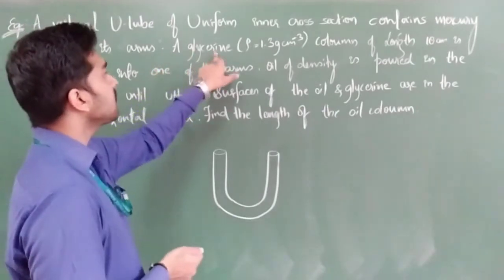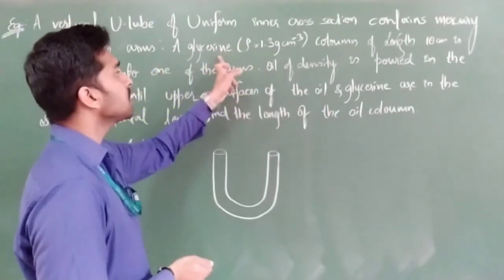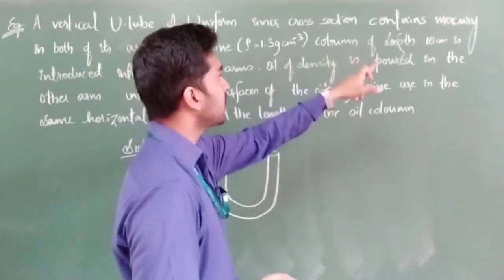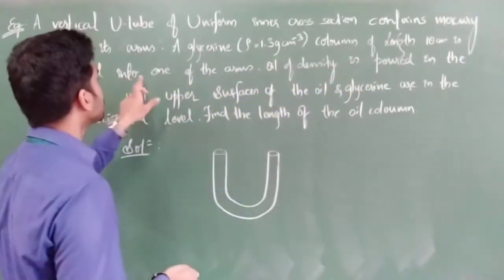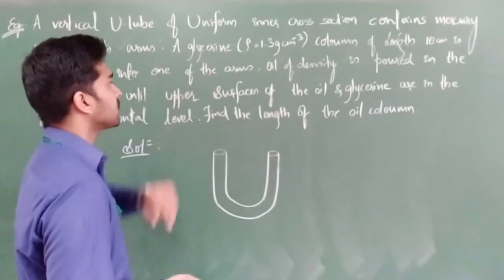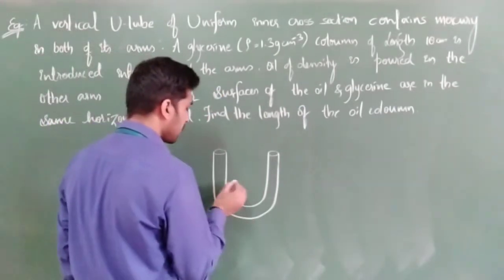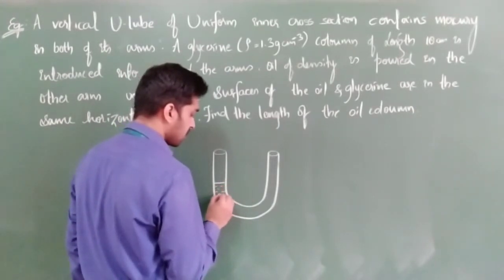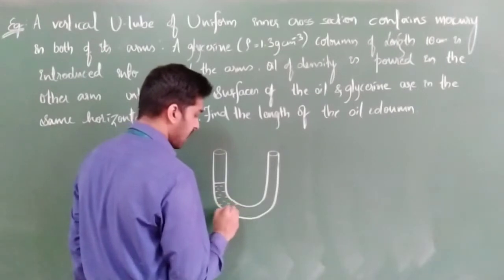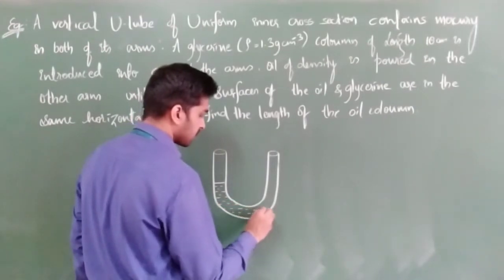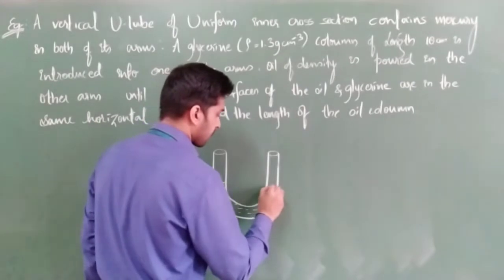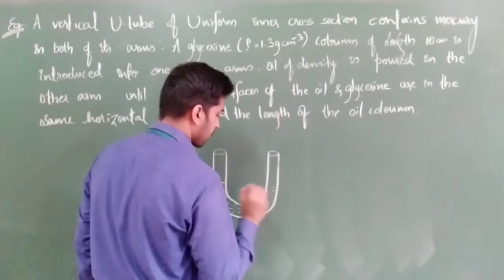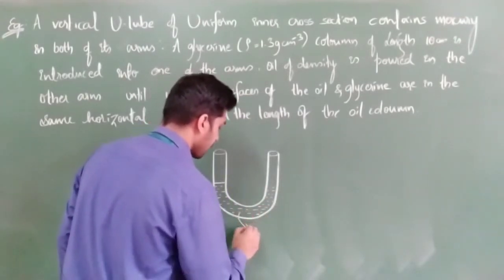Next let us read. A glycerine of density 1.3 gram per centimeter cube, column of length 10 centimeter is introduced into one of the arms. Okay, shall we go for the solution part? Let us consider first of all it is filled with what? Mercury. This dashed line indicates mercury.